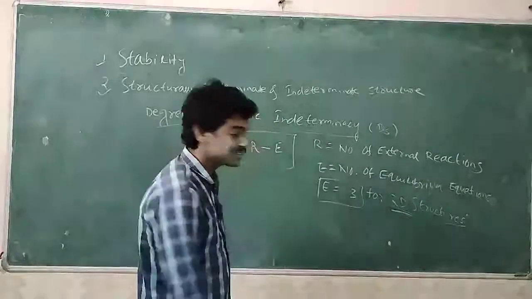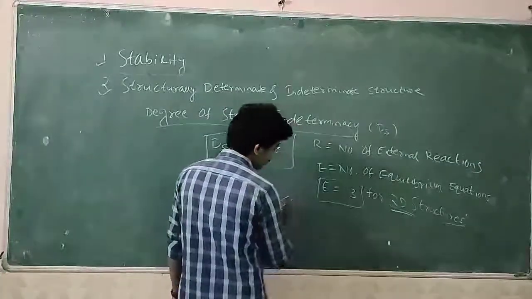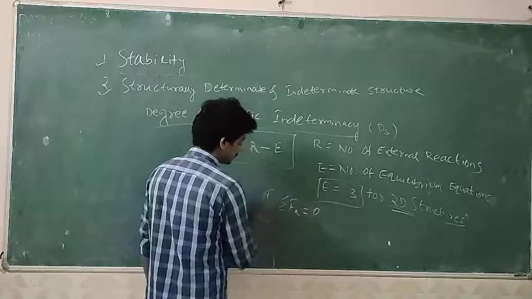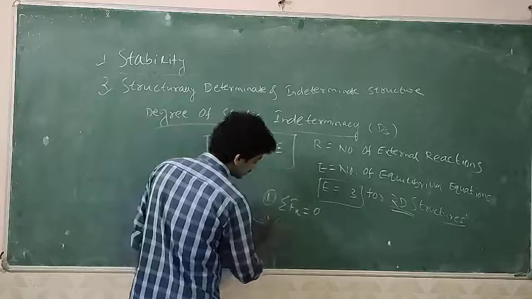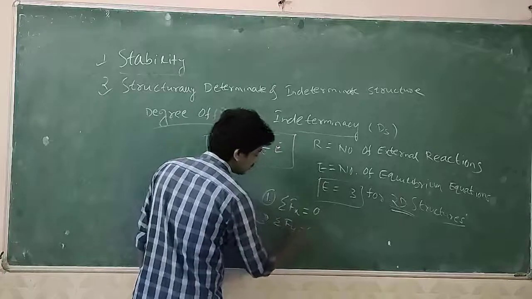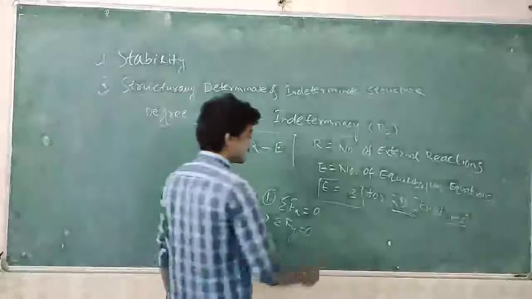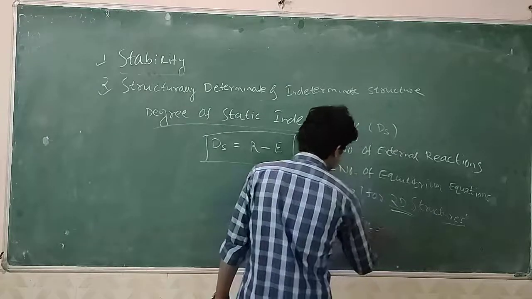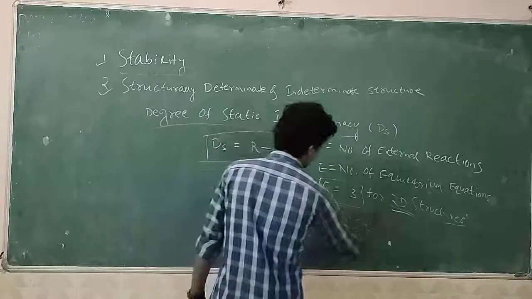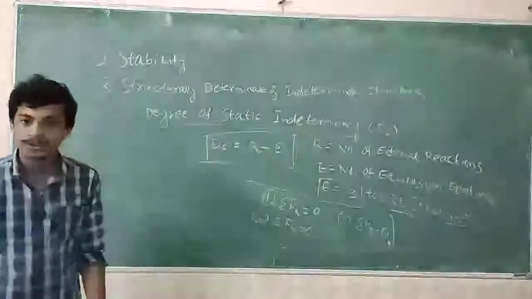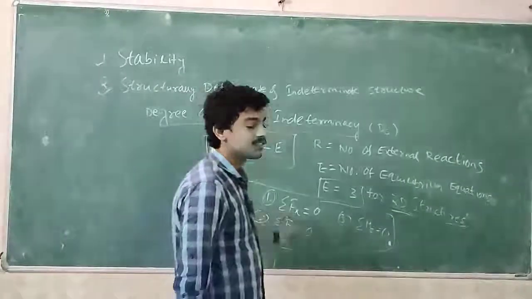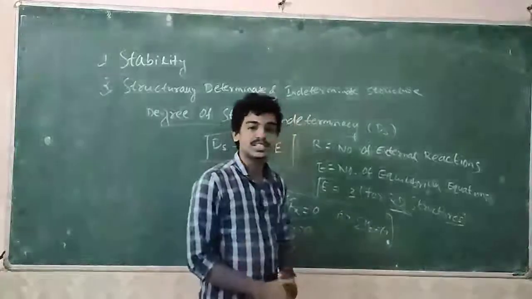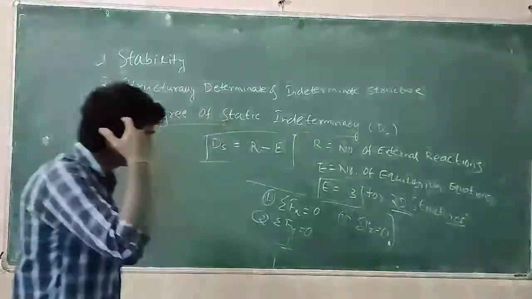What are these three equations? One is summation of horizontal force is 0, that is 1. Second one is summation of vertical forces is 0. And the third one is moment about z direction is 0. These three are equilibrium equations. Summation of horizontal force is 0, summation of vertical force is 0, moment about z direction is 0.